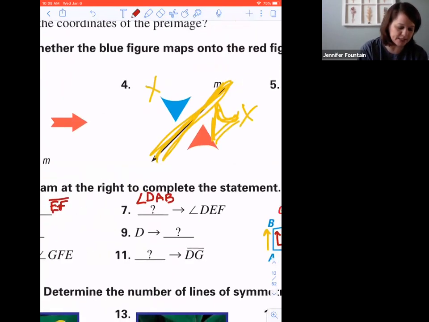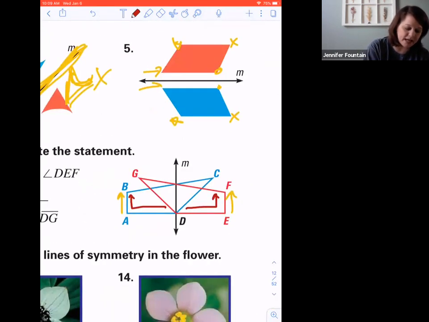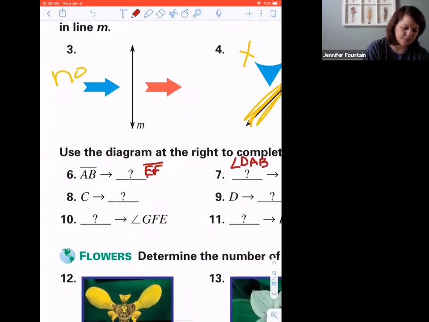All right, look at number 8. Point C reflects to point G. So C reflects to G.